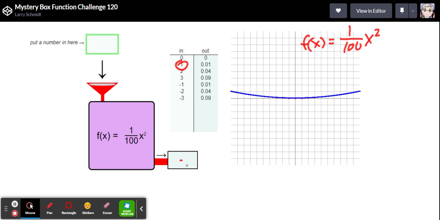And let's graph this as well. Yeah, beautiful, shallow parabola.